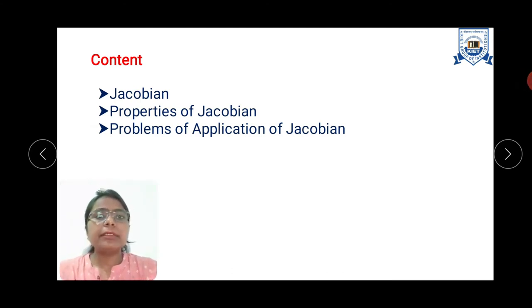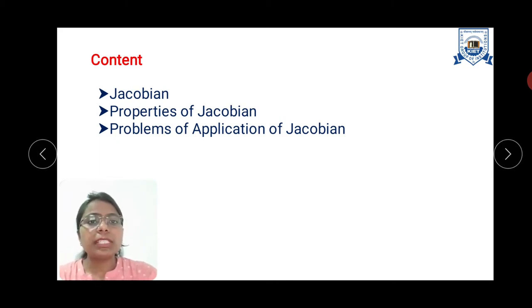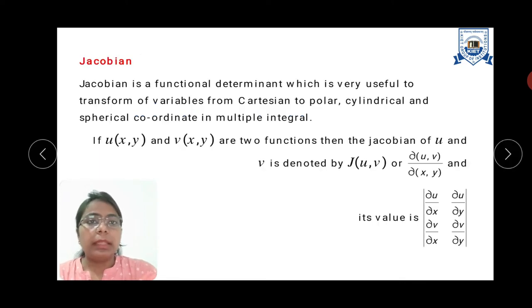In this lecture, we will discuss the Jacobian and its properties and some applications of the Jacobian. So the first question that comes to our mind is, what is a Jacobian and why do we use it? Basically, the Jacobian is used for transforming variables from Cartesian form to polar, cylindrical and spherical coordinates in multiple integrals.